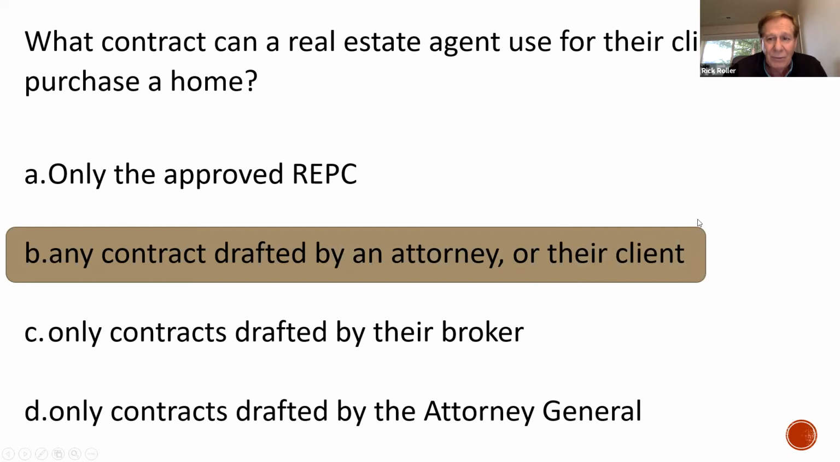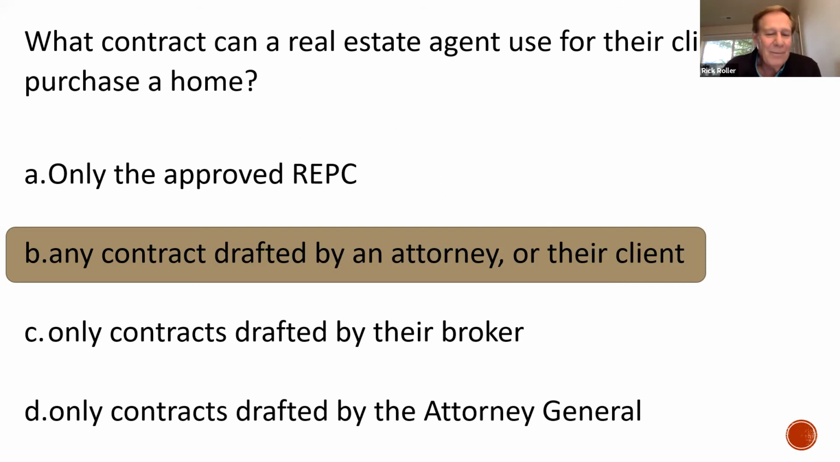If they insist on using that, they can use that. C, only contracts drafted by their broker. No. First of all, brokers don't draft contracts, attorneys do. We fill in the blanks on pre-approved forms. Only contracts drafted by the AG. The AG is not going to help you on your real estate transactions.